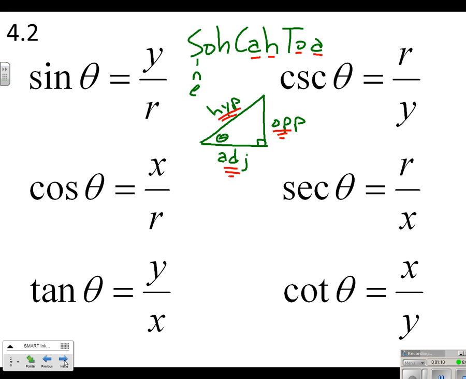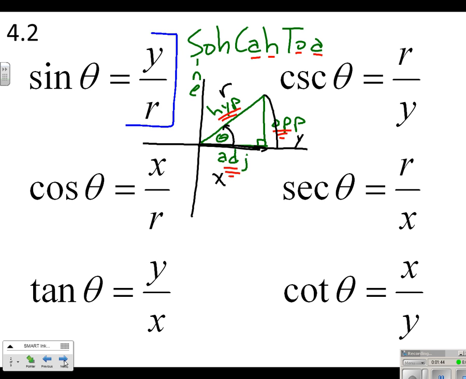But if we were to take this angle and make it a central angle on the axes, we see that the opposite would be a y value, the adjacent is an x value, moving right or left, and the hypotenuse is the radius along which we're spinning this angle theta. So this is our radius. It's very important for your future that we get away from thinking just in terms of Soh Cah Toa and start thinking in terms of y's, r's, and x's. So sine is always y on r, cosine x on r.